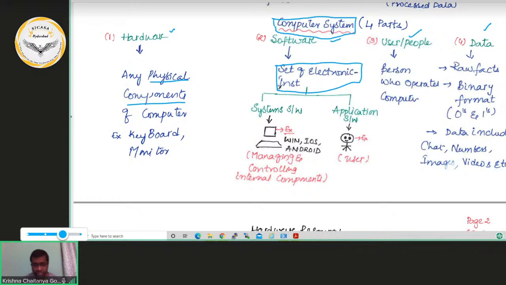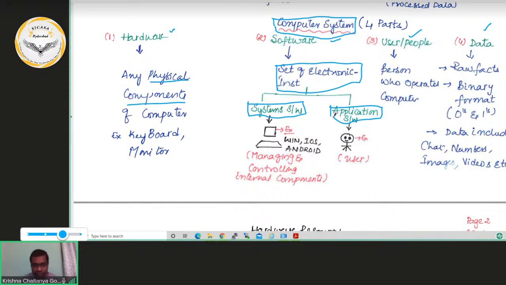And how many types of software do we have? We have 2 types of software. First one is called system software. Second is called application software.